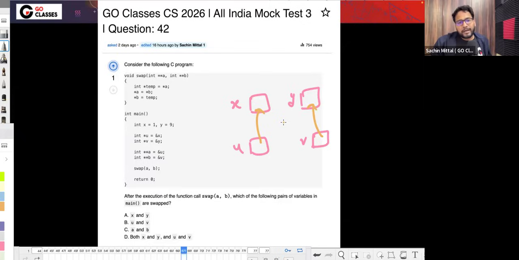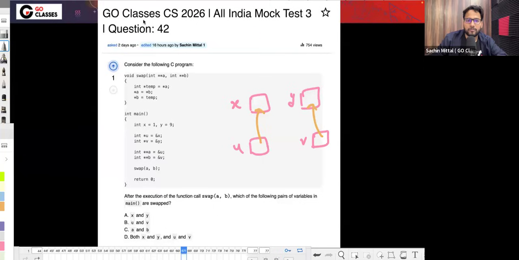And then there is a and b which are pointing to u and v. Okay, so a and b are the double pointers. So a is basically pointing to u, and u is eventually pointing to x. Okay, so this is the diagram that we have.